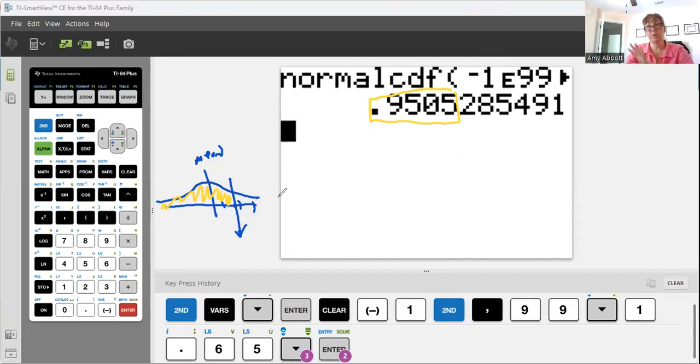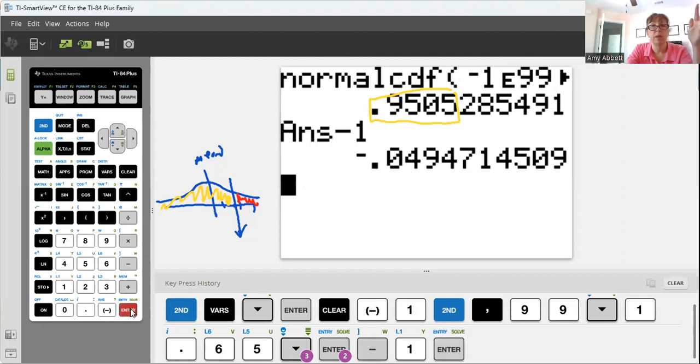So if this is for to the left, this old calculator gives you the number to the left of it. If you want to know what the area is to the right of it, because it all adds up to 1, all you have to do is subtract it from the number 1. So 1 minus the answer, enter. And it's not negative. It's just negative because I did the answer minus 1 instead of 1 minus the answer.